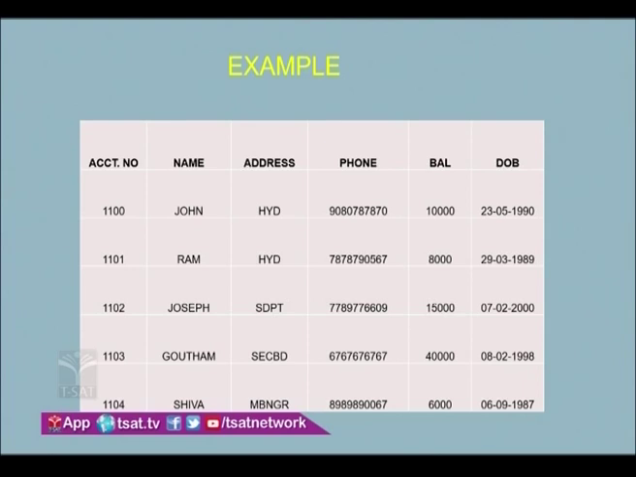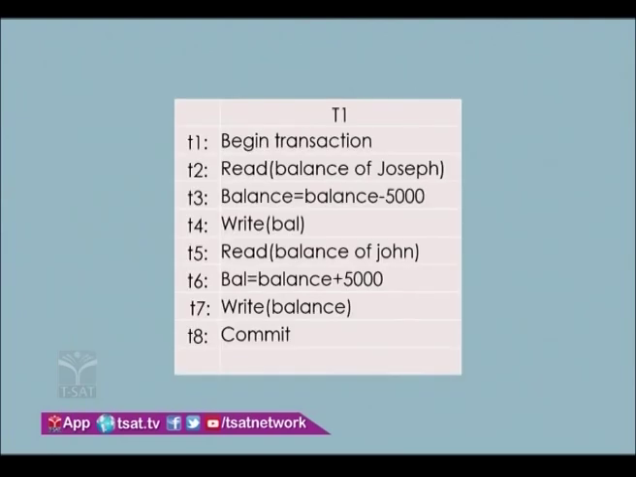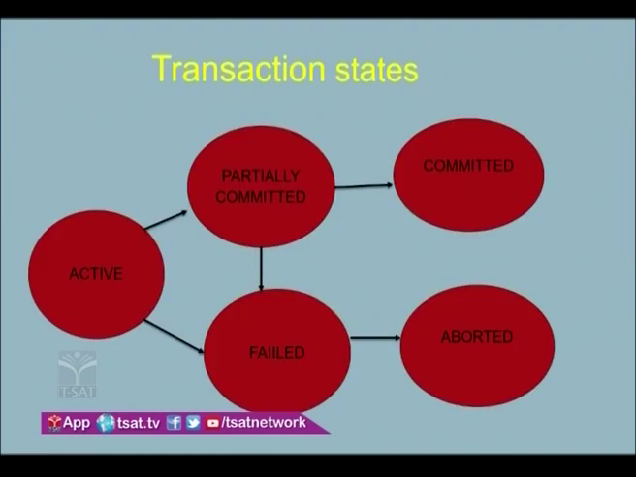This is one of the tables. So this is the transaction. Maybe I am transferring some $500 from account A, the balance of Joseph, to John. Okay. So moving to the next slide, what are the states of the transaction?